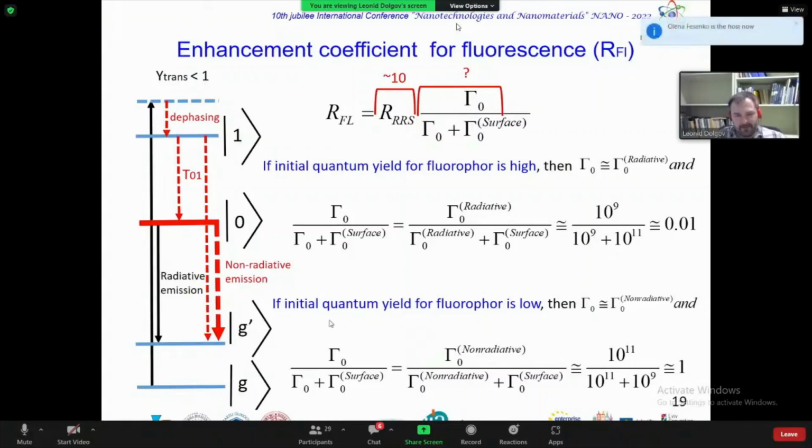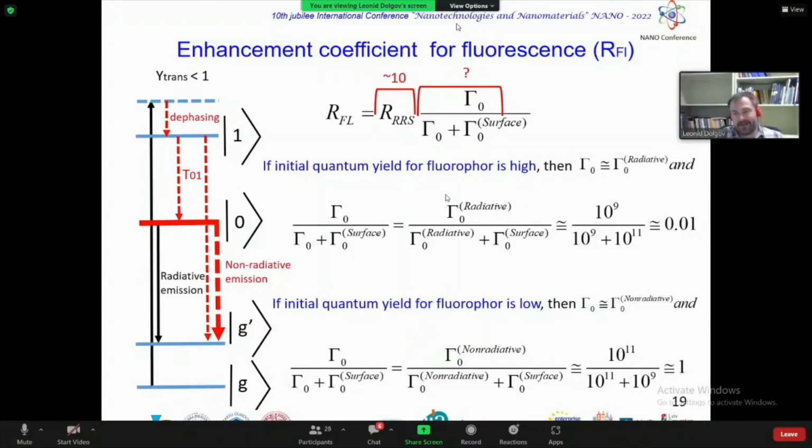But when we have a fluorophore with initially low quantum yield, it means that non-radiative rates prevail initially. It gives us a situation where the ratio of yields gives us a ratio of rates of unity. And then if we multiply this factor of 10 by unity, it gives us 10. It means that in the best case, when our fluorophore is very bad, with very low quantum yield, we can obtain a nice enhancement, like 10 times, because of plasmons.